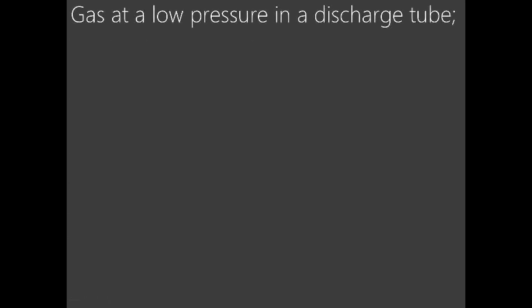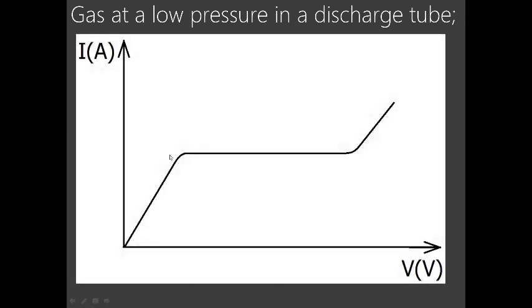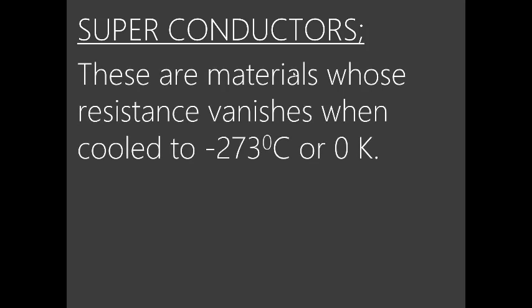Okay, let's go ahead. Now, a gas at a low pressure in a discharge tube is ohmic for a certain region, then the current is constant for a big range of voltages, and then again it increases, so that's non-ohmic definitely. We have some special conductors called superconductors. Superconductors are materials whose resistance vanishes when cooled to 0 Kelvin. When you cool them to negative 273 degrees Celsius, or 0 Kelvin, they have no electrical resistance.